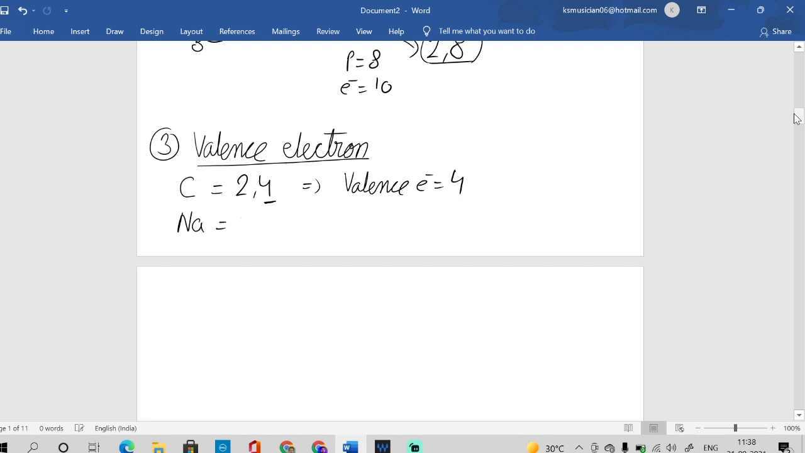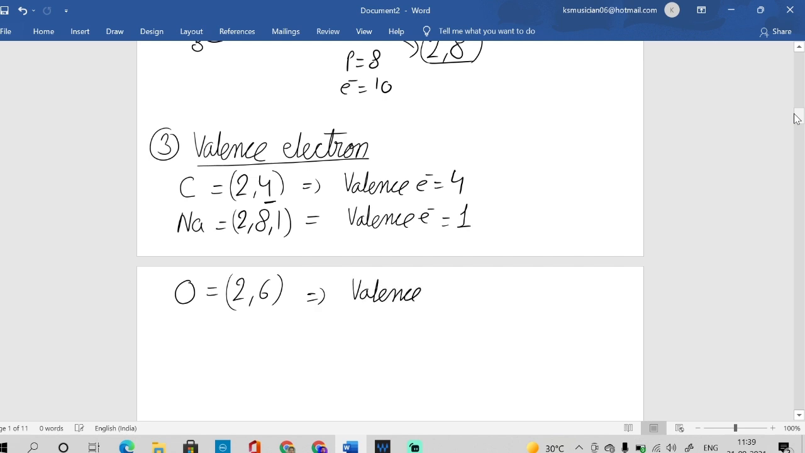If we say sodium, you all know now that 2, 8, 1 is the electronic configuration for sodium, so the last shell contains only one electron. So its valence electron is 1. If we say oxygen, it is 2, 6 configuration, so the valence electrons will be 6 because 6 electrons are present in the outermost shell.